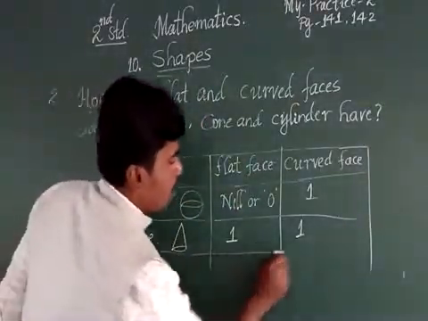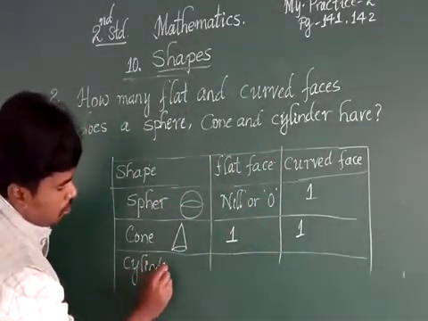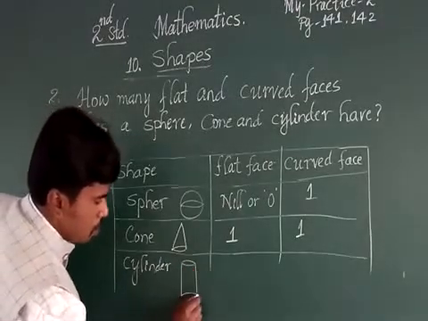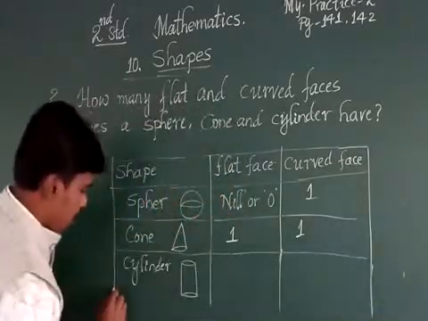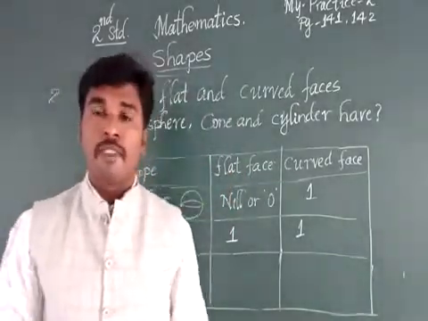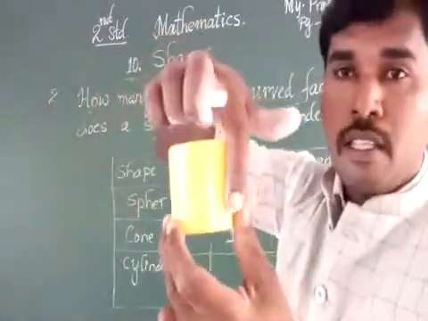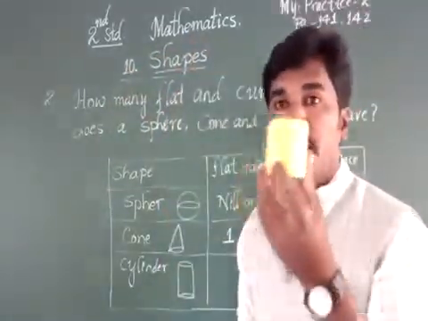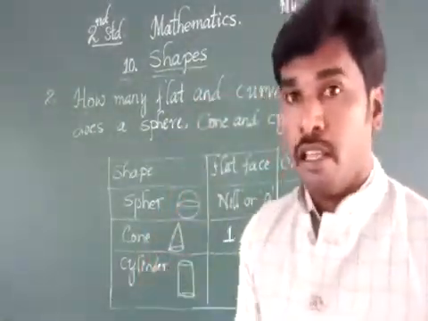Next one. What is the next one? Cylinder. So write the shape of the cylinder. So this is the shape of the cylinder. So how many faces, that means flat and curved faces, is it having? See dear children. It is a curved face. How many curved faces are there? Okay, observe dear children. In a cylinder, how many curved and how many flat faces are there?